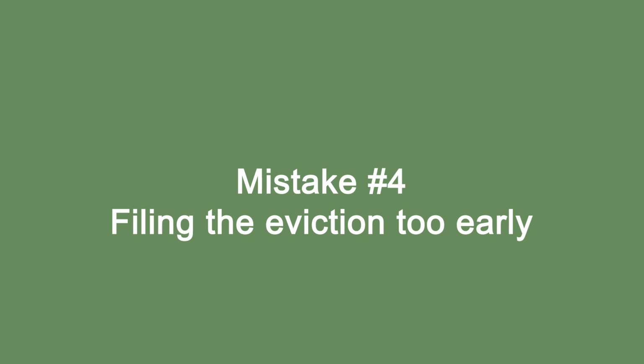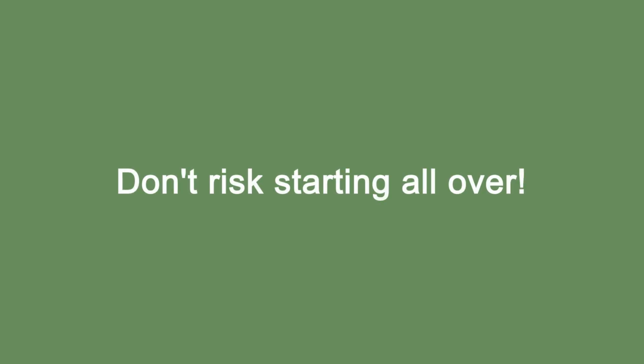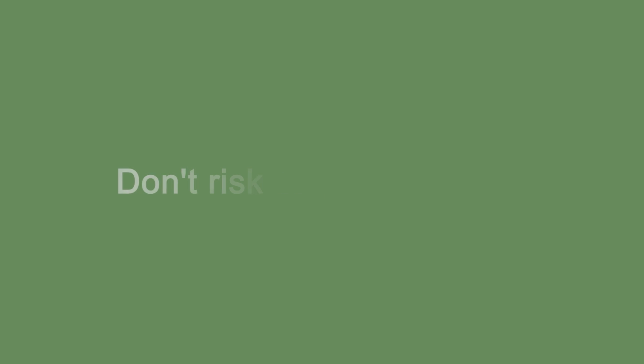Mistake number 4 is filing the eviction too early. Your notice must fully expire before you file. A 3-day notice means 3 full court days. Weekends and holidays do not count. If you mail the notice, additional days must be added. Many landlords file the case 1 day too soon, and the judge dismisses it immediately. When that happens, you have to start the entire process over again. Double-check your expiration dates. Use a calendar.